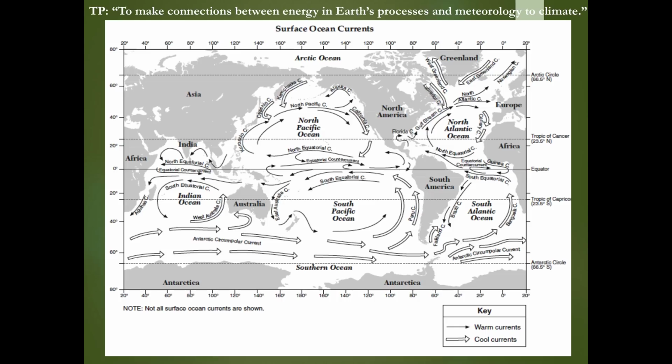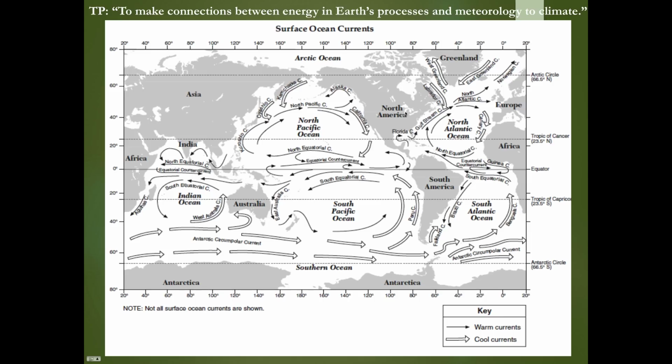So once again, this is the scheme for the surface ocean currents on page 4. There are two types of currents, warm and cool. For instance, the Antarctic Circumpolar Current. This current goes all around the Earth, but according to the key, this is a cool ocean current.